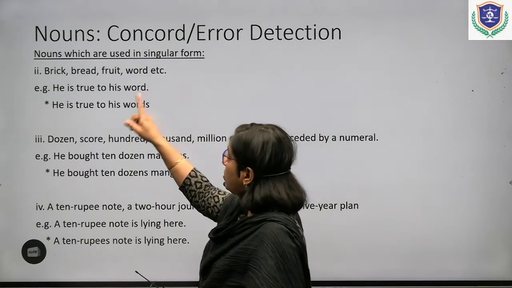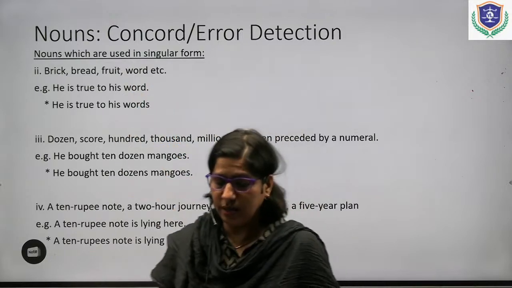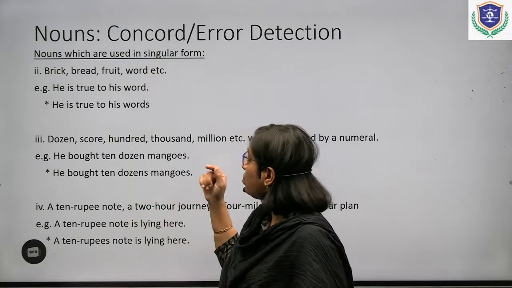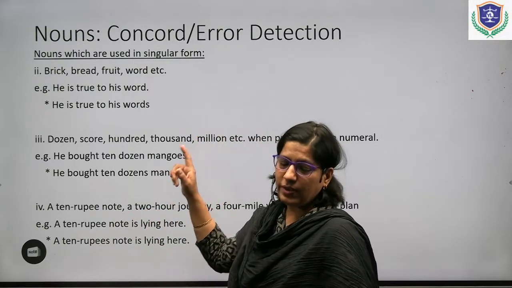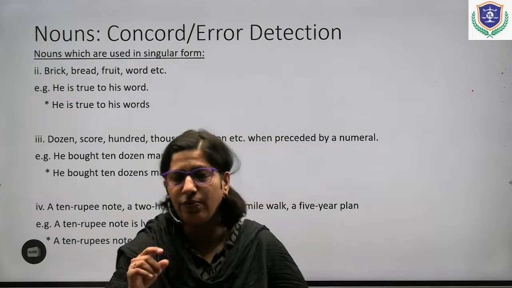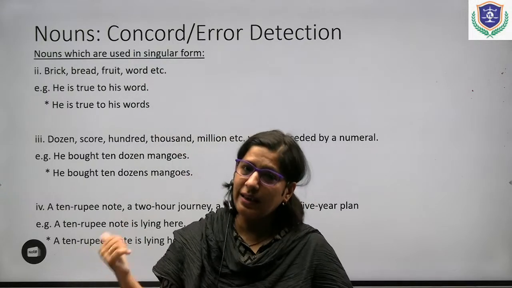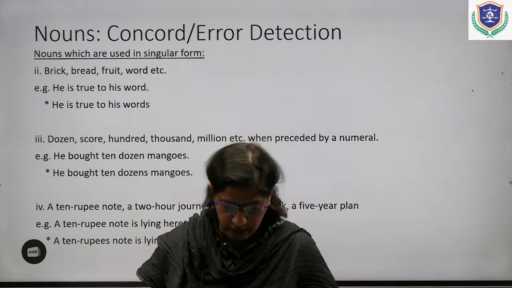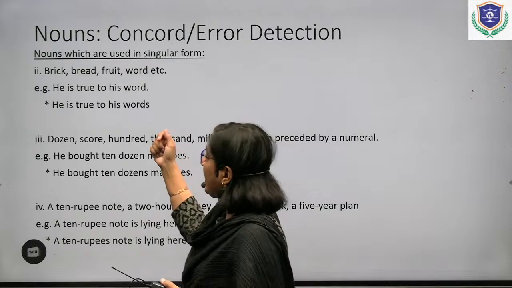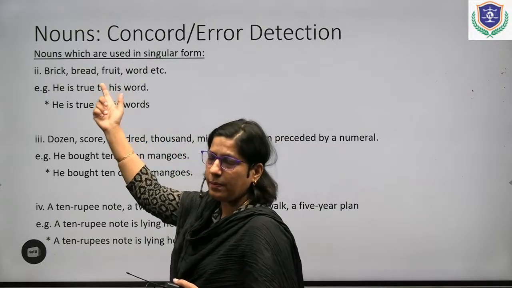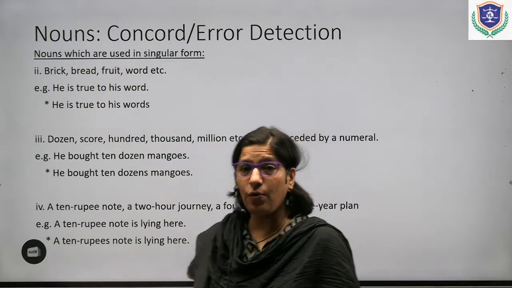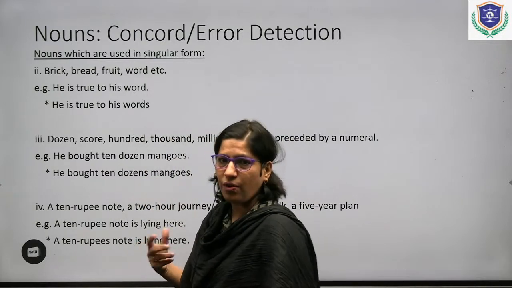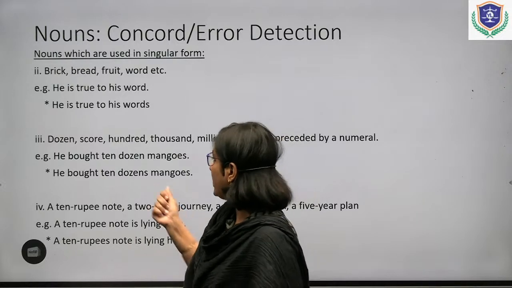And also in the usage of the word, like here in this particular sense, he is true to his word. When we are using it in a phrase like this, we are using word only. We are not saying he is true to his words. And I ate 10 slices of bread maybe, or I have a variety of fruit in my basket. And 10 pieces of brick are required.